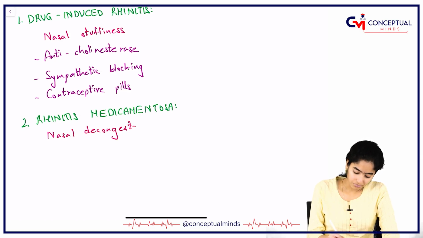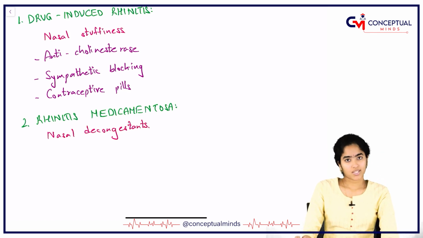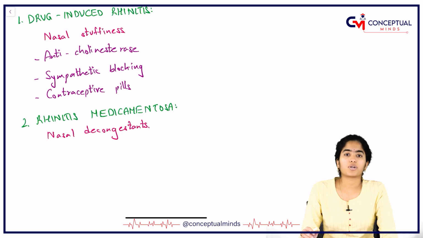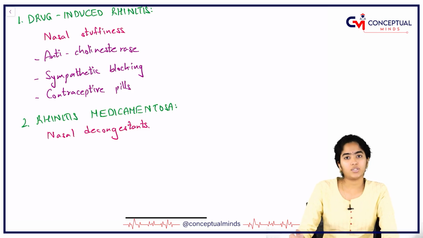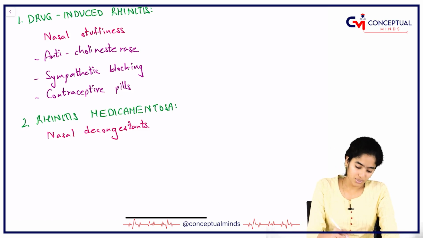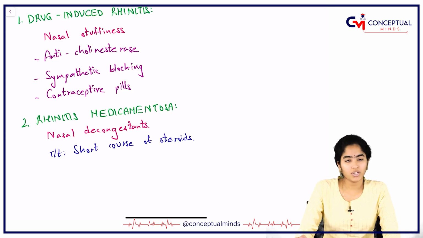So what should we do? When the patient has already been on nasal decongestants for a long time, before stopping them, we have to give a short course of steroid therapy. Under the cover of steroids, we discontinue nasal decongestants to prevent rhinitis medicamentosa. The treatment is a short course of steroids. So I hope you understood. Rhinitis medicamentosa occurs due to withdrawal of the nasal decongestant drops, whereas drug-induced rhinitis is a side effect of some other drug used elsewhere in the body.